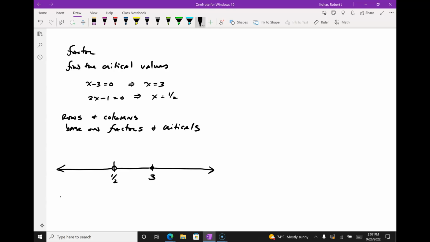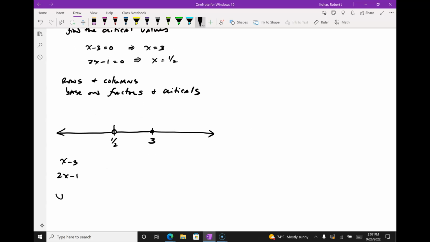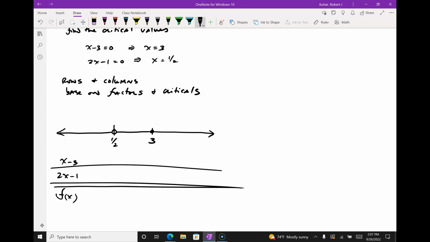My factors are x minus 3, 2x minus 1, and a combination of them as f of x. So you can see my factors are creating rows. My criticals are creating columns. And I know I go all the way to minus infinity and infinity here. That's not always the case, but in this case it is. I'm thinking about the domain. It's everything but 1/2.